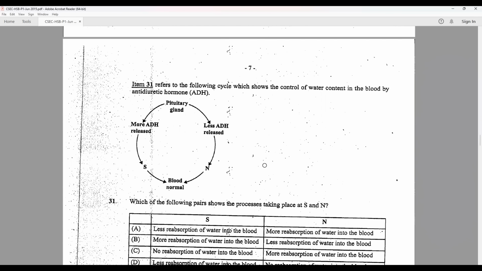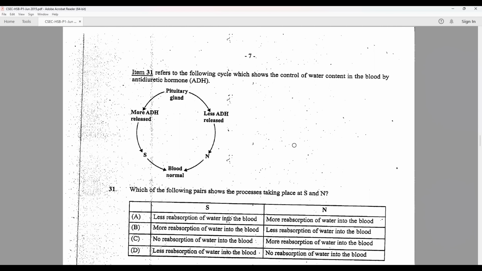Item 31 refers to the following cycle, which shows the control of water content in the blood by antidiuretic hormone, ADH. Which of the following pairs shows the processes taking place at S and N? So if more ADH is released, then more water is reabsorbed. If less ADH is released, it means less water is reabsorbed. The answer that is hinting to that is B.